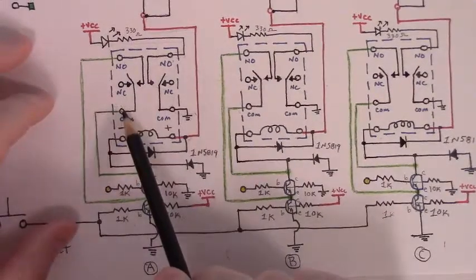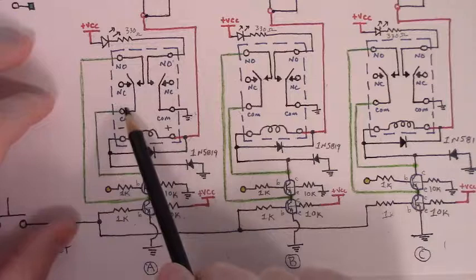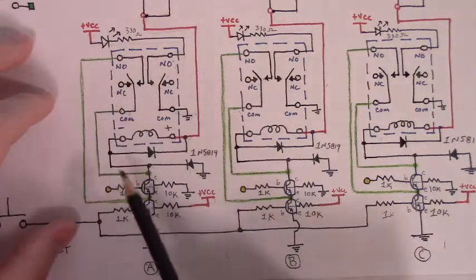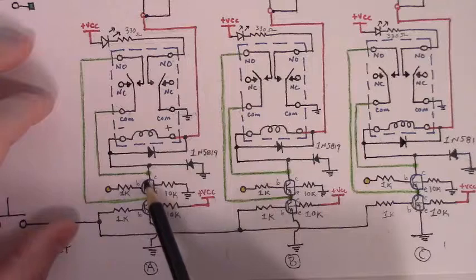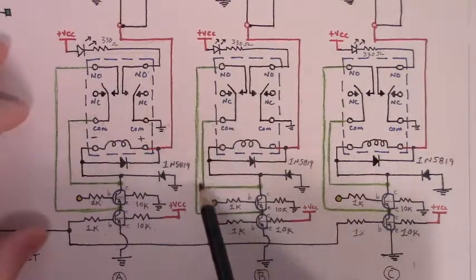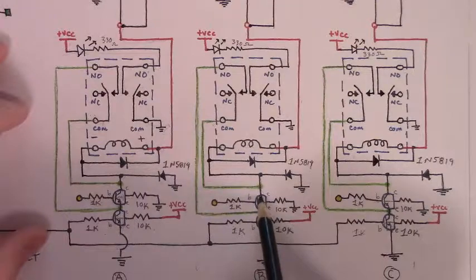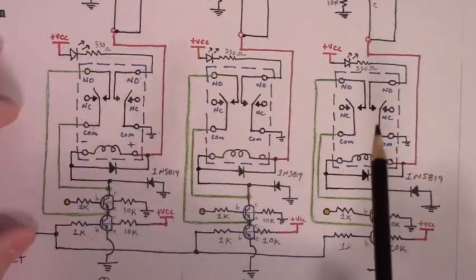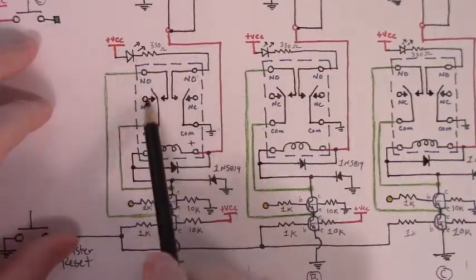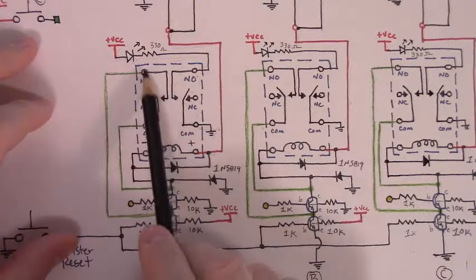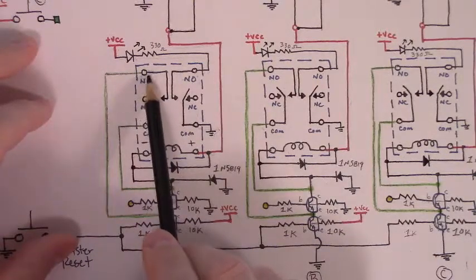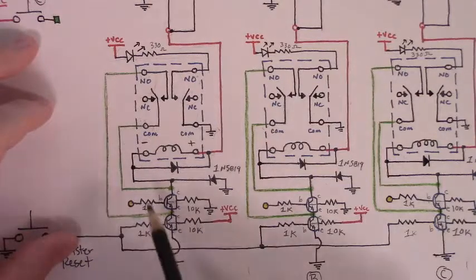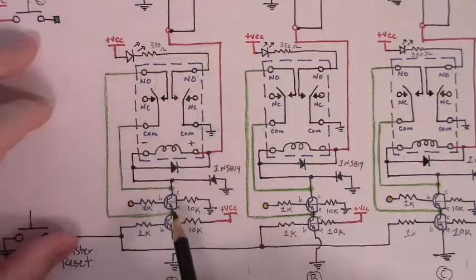We need to run a wire from the common pole on the left-hand side of our double pole double throw relay down to the collector leg of the upper NPNs. In each case, from the common pole down to the row in the breadboard that the collector leg of the upper NPN is located. We need to do that in each case. And then we need to run a wire from the normally open contact pin on the upper left-hand side of each relay, run a wire from it down to where the emitter of the top NPN meets the collector of the bottom NPN in that row in the breadboard.